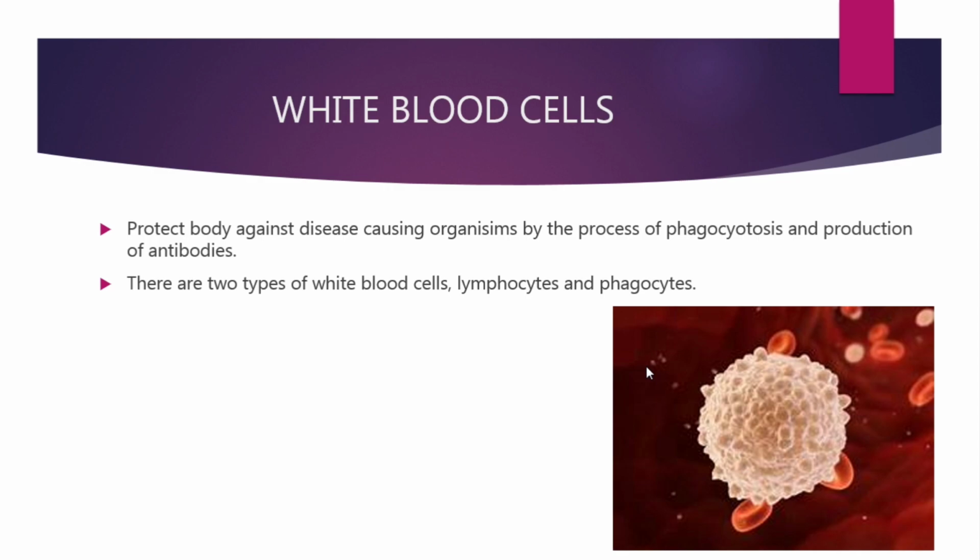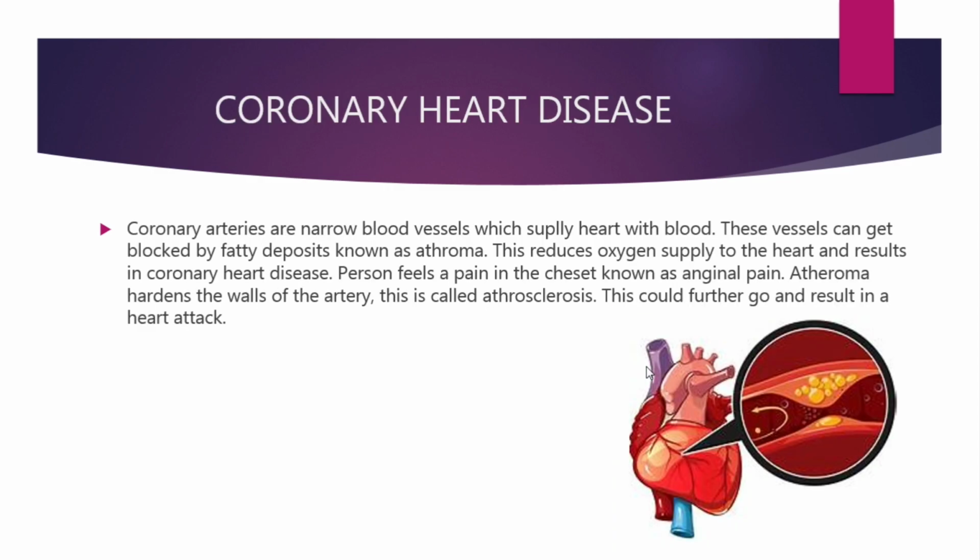So the last thing we need to study in the chapter is coronary heart disease. The coronary arteries are narrow blood vessels which supply the heart with blood. These vessels can get blocked by fatty deposits known as atheroma. This reduces the oxygen supply to the heart and results in coronary heart disease. The person feels a pain in the chest known as anginal pain. Atheroma hardens the wall of the artery, which is also called atherosclerosis. This could further result in a heart attack.